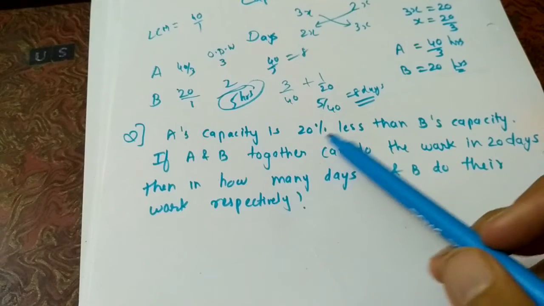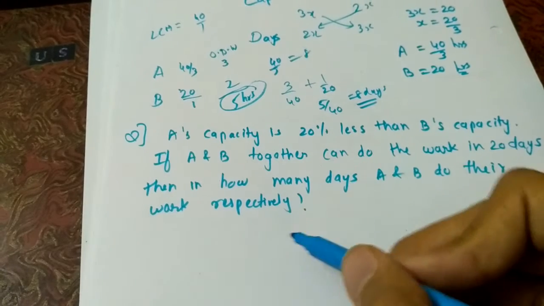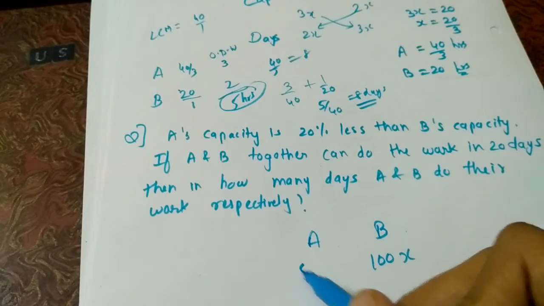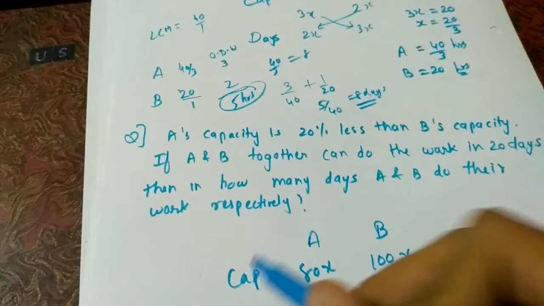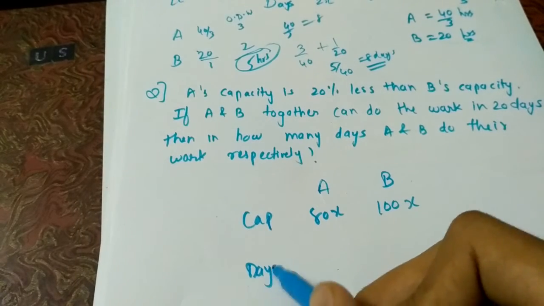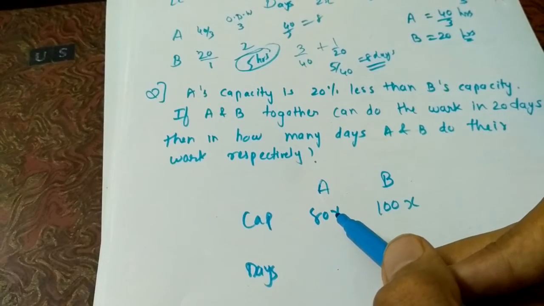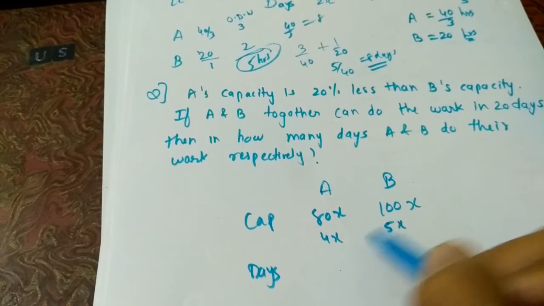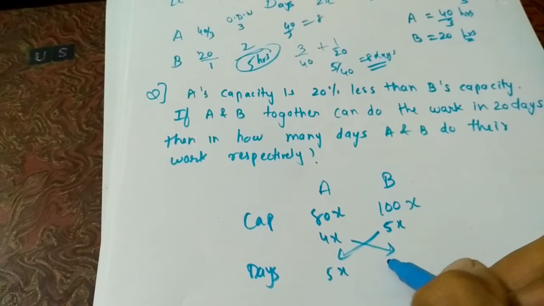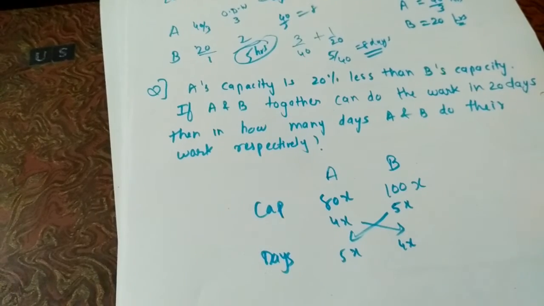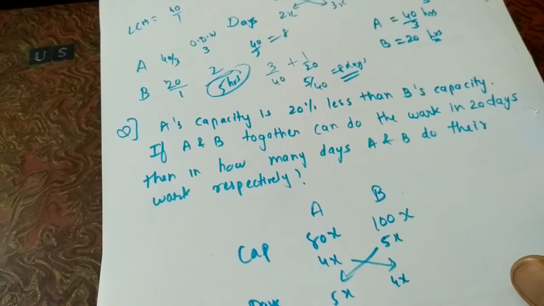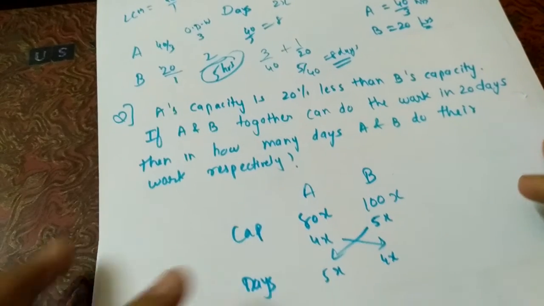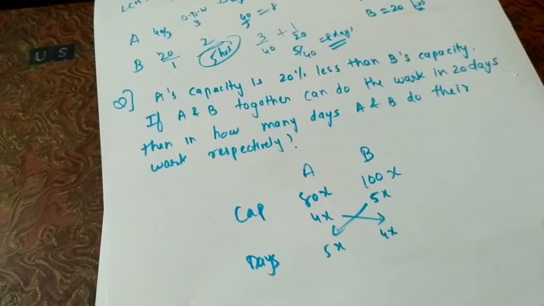Now A's capacity is 20% less than B's capacity. Same thing, A and B. So let's just assume B is 100x, then A will be 80x. This is capacity. This is the number of days we will arrive at directly, as always. So this will be 4x and this will be 5x, just like this, 5x, 4x. Okay, so the data is saying that A and B together can do the work in 20 days. So we have information about together work, so directly we can equate 5x or 4x.